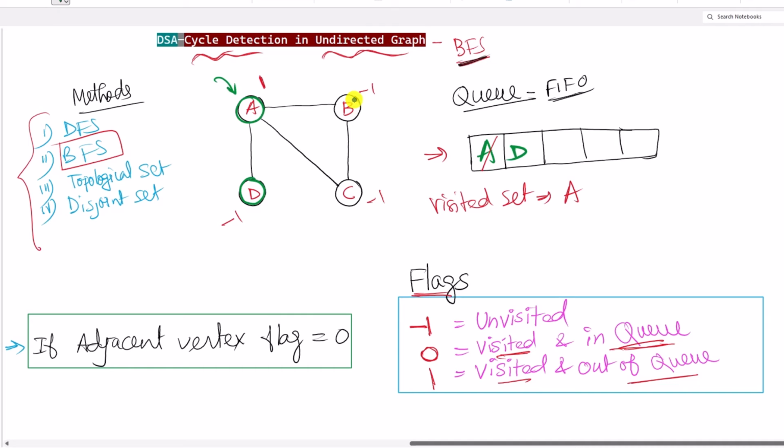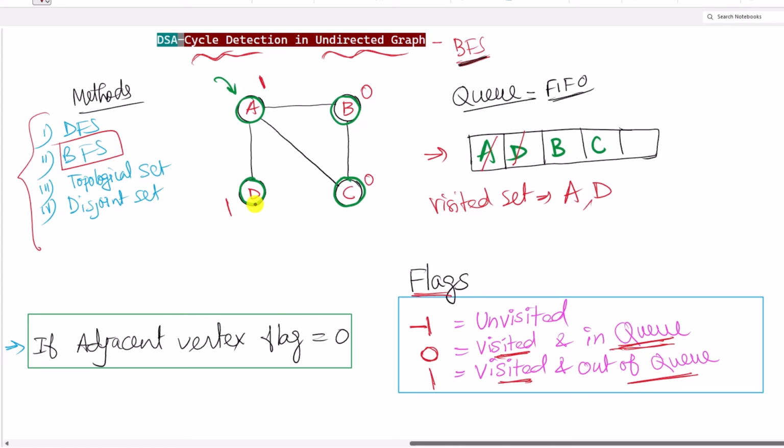We have the neighbor B, so also we're gonna put this into our queue. And the neighbor C, so we're gonna put that into our queue as well. We also have to modify their flags. All of their flags will be modified to 0 because they are visited and they are in our queue. Their order does not matter; we can first visit B, C or D also. Next we have D, so we're gonna remove this from the queue and put it in our visited set. We modify the flag to 1 because it is visited and out of the queue.